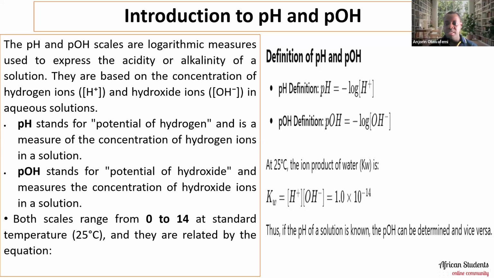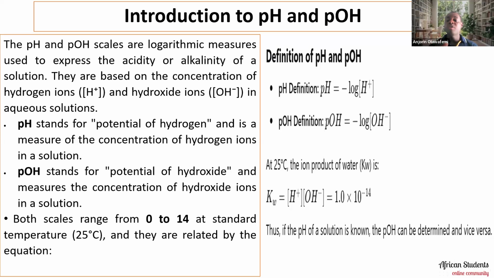So please, we need to understand this, because we're getting into a little calculation, and I don't want you to get confused. The pH equals what? Negative logarithm of hydrogen ion concentration. The pOH is negative logarithm of hydroxide ion concentration, right? Now, at 25 degrees Celsius, which is room temperature, the ion product of water, which we call Kw, is equal to hydrogen ion concentration multiplied by hydroxide ion concentration, which equals 1.0 times 10 raised to the power minus 14.